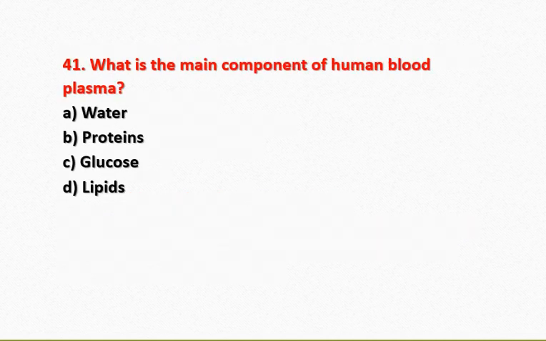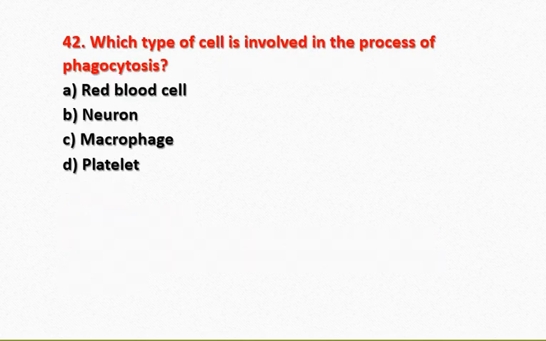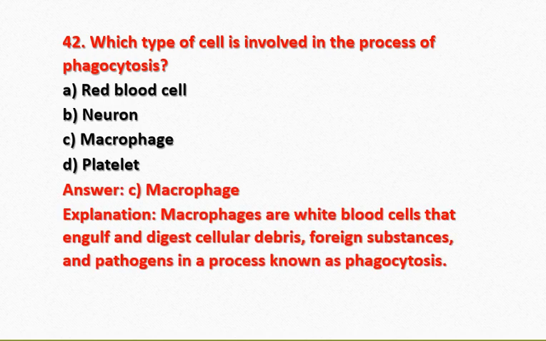What is the main component of human blood plasma? Correct answer is option A, water. Which type of cell is involved in the process of phagocytosis? Correct answer is option C, macrophage.